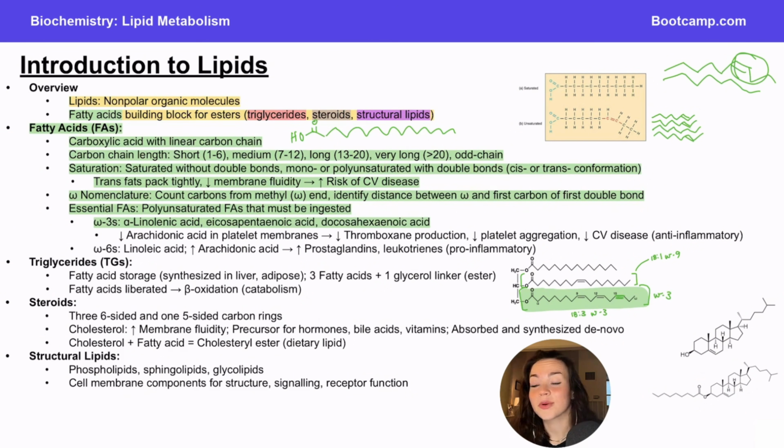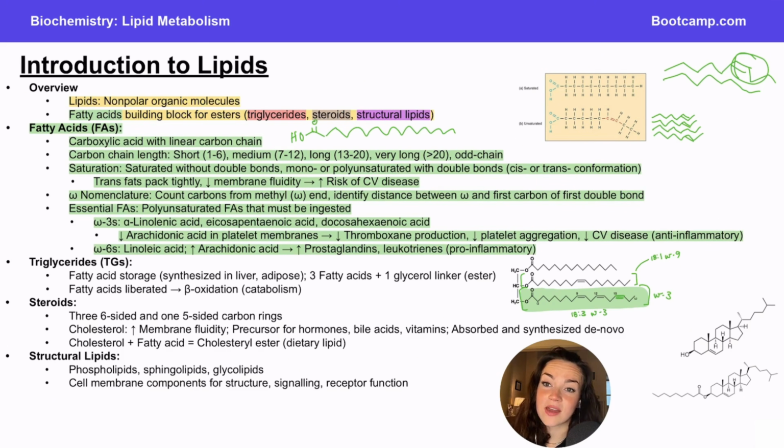And omega-3s are very important because they are anti-inflammatory. The way that they're anti-inflammatory is they will decrease the arachidonic acid in platelet membranes. That causes decreased TXA or thromboxane production, which decreases platelet aggregation and decreases cardiovascular disease, and that's why they're anti-inflammatory. Now, on the opposite end of the spectrum from omega-3s, we have omega-6s, and omega-6s are pro-inflammatory. Some examples of omega-6s are linoleic acid. Don't confuse linoleic acid with alpha-linolenic acid. Linoleic acid is the omega-6. It increases arachidonic acid, which increases prostaglandins and leukotrienes, which are inflammatory mediators.